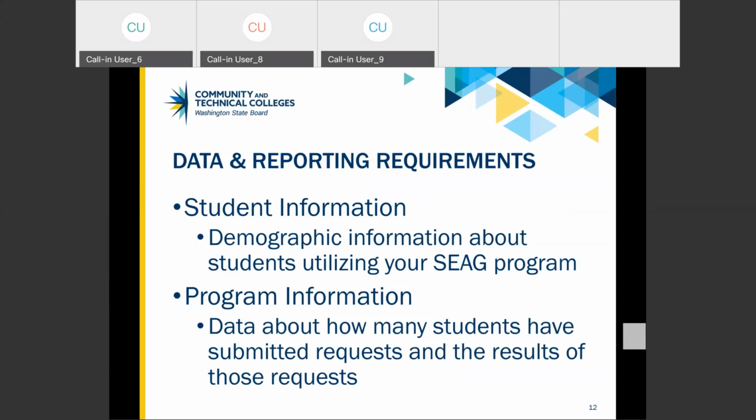So next we're going to talk a little more about data and reporting requirements, and we're going to briefly touch on some of those attachments that we just spoke about. In Appendix B of the SEAG program guidelines, we included details about what kinds of data selected colleges will be expected to gather. This data includes, number one, student information, so demographic information about your students utilizing your SEAG program. And number two, program information, data about how many students have submitted requests and the results of those requests.